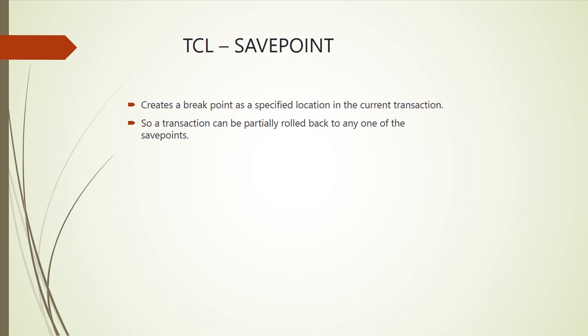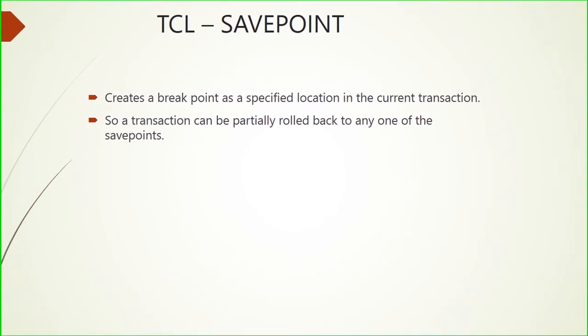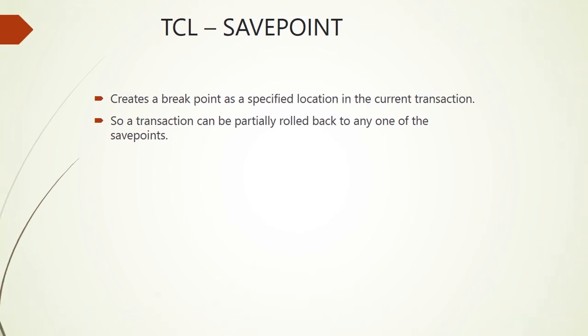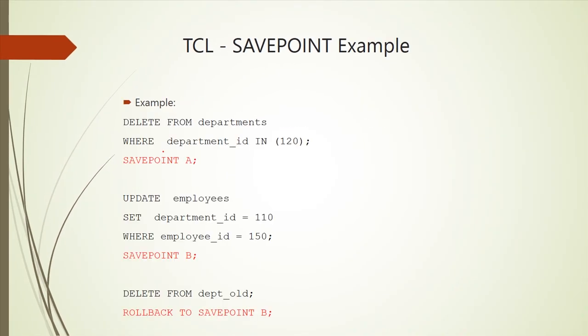Last thing in this lesson, which is the TCL savepoint. The savepoint is used to create breakpoints at a specified location in the current transaction, so the transaction can be partially rolled back to any one of the savepoints. To understand the savepoint and how to use it, let's have a look at this example.